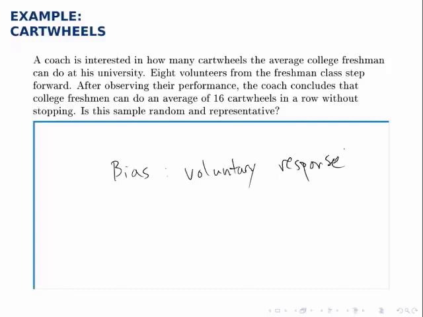Voluntary response bias means that rather than picking people to ask, the coach asks for volunteers. In this case, people that are able to do more cartwheels are more likely to step forward and volunteer for the study. Because of that, we conclude that this probably isn't a very good sample to do this study. A voluntary response bias also comes into play in surveys that have questions where certain responses are more favorable than others.